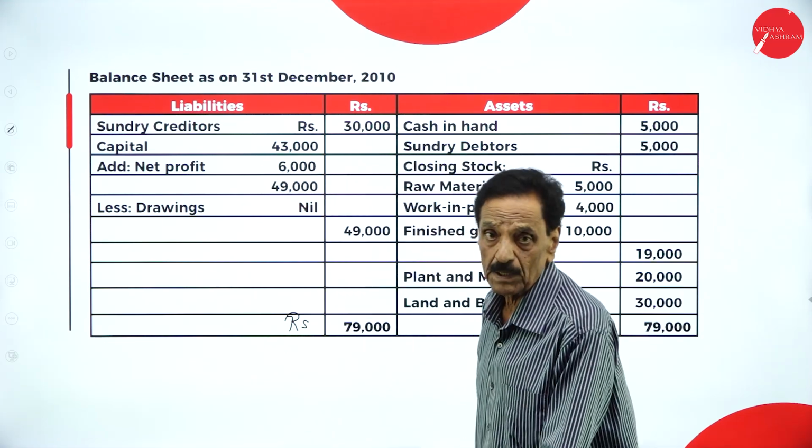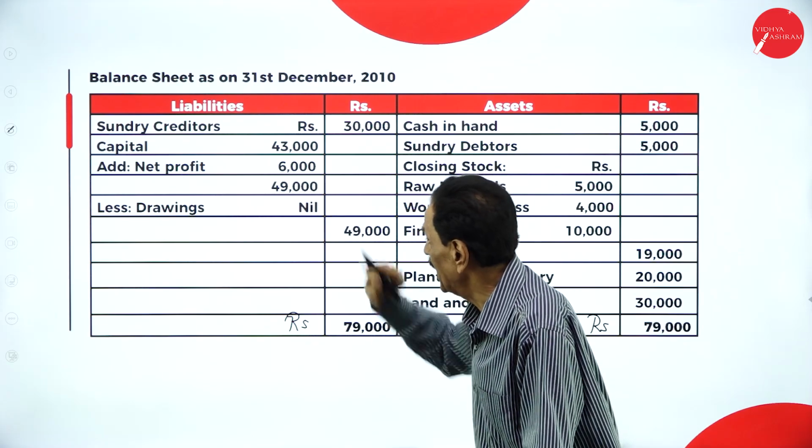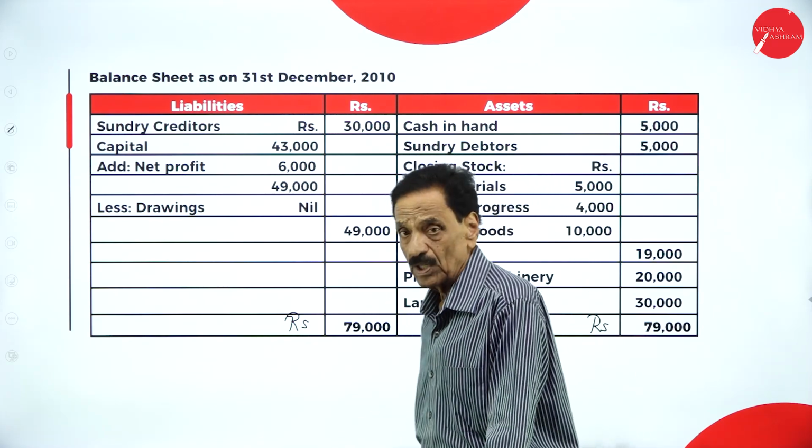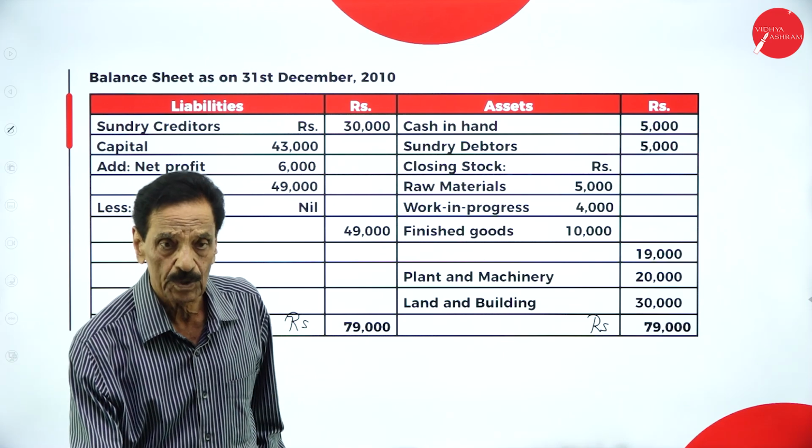It starts with a capital of 43,000. Add net profit minus drawing. Totally it will tally for 79,000.